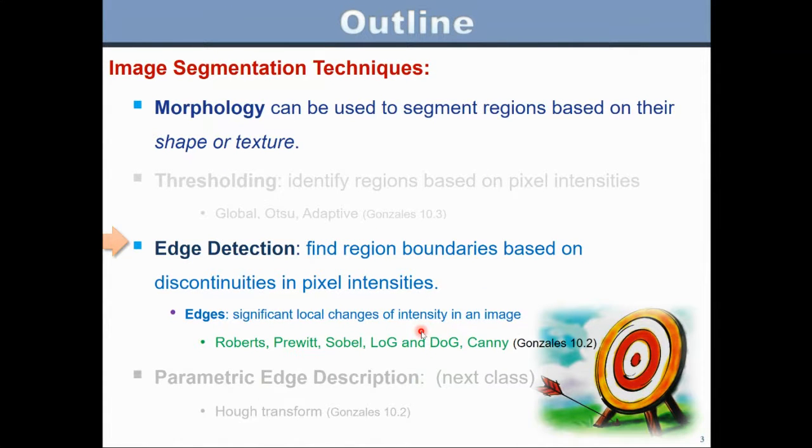So next class, we are going to talk about parametric edge description, and that's the Hough transform. We're going to talk about that next class. But for today, we're going to talk in particular about Laplacian of Gaussian, difference of Gaussian, and Canny edge detectors. We've heard about Roberts and Sobel before, but we're just going to do a quick overview of these ones before we go into the new ones.